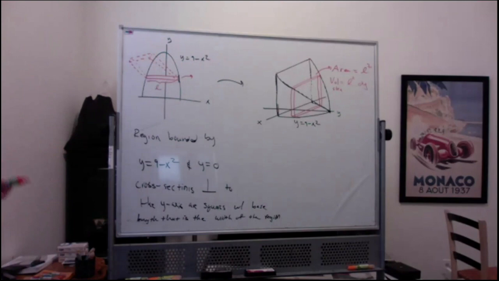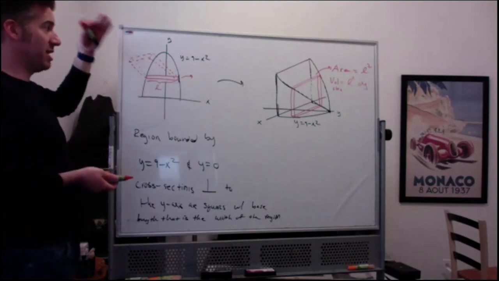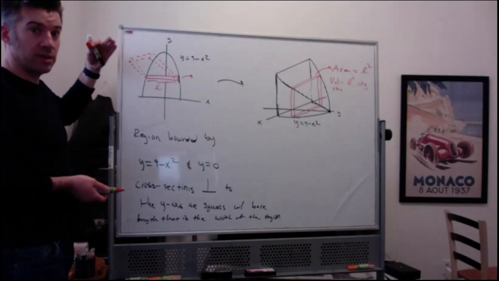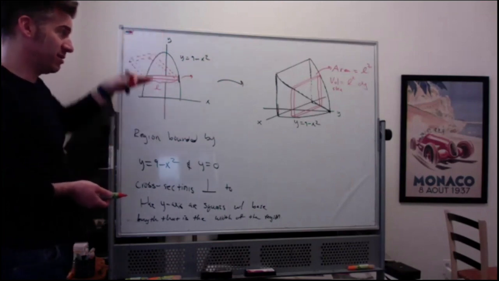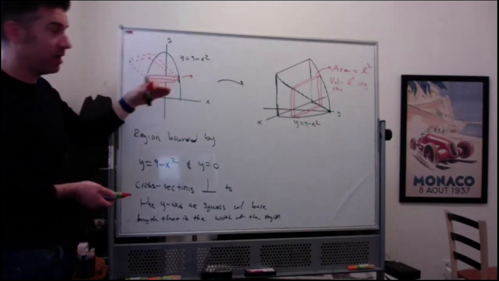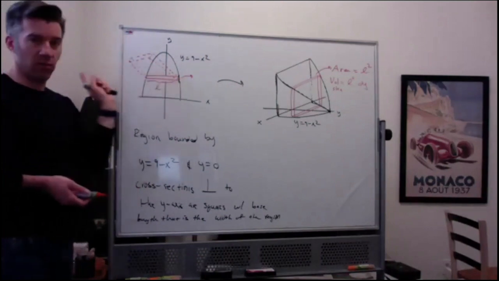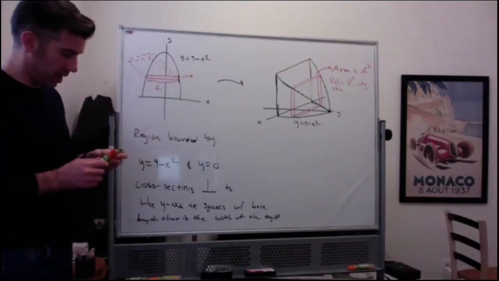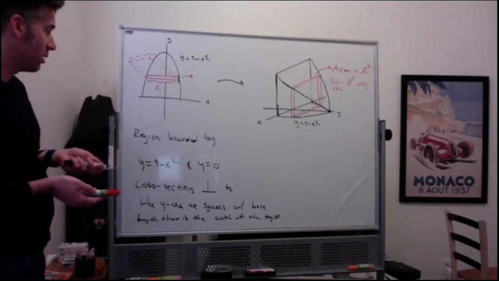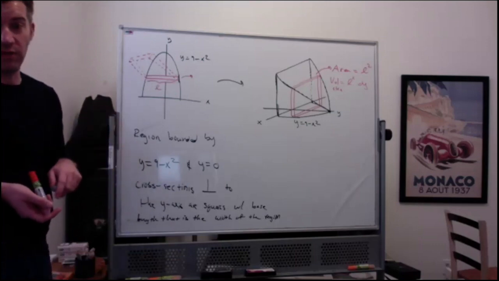My cross section that I'm taking is perpendicular to the y-axis. It's parallel to the x-axis, perpendicular to the y-axis. That cross section is a square with a base that's given by the width of this region. So we want to find the volume of this shape.